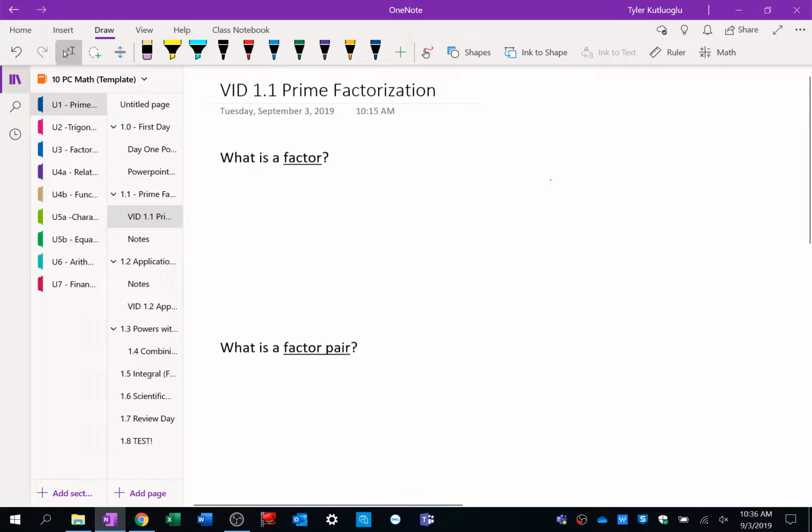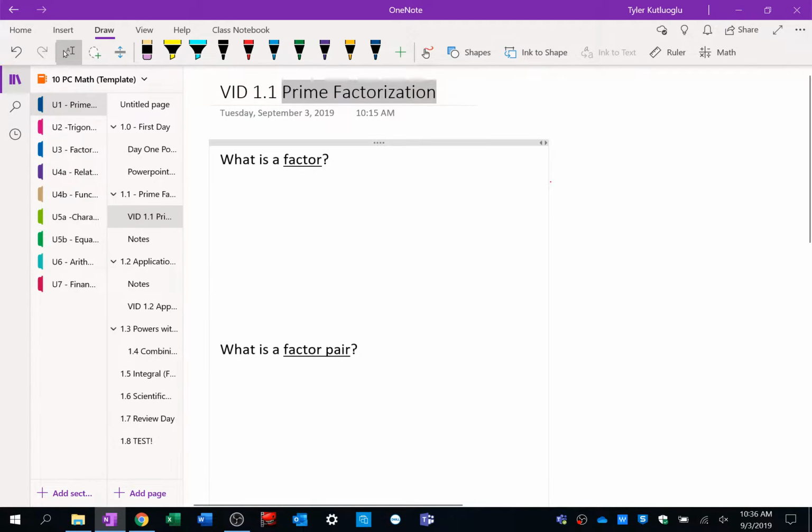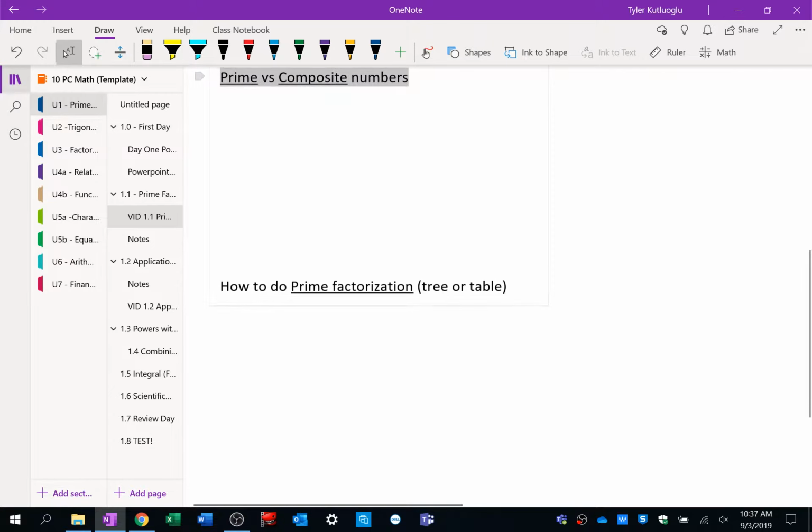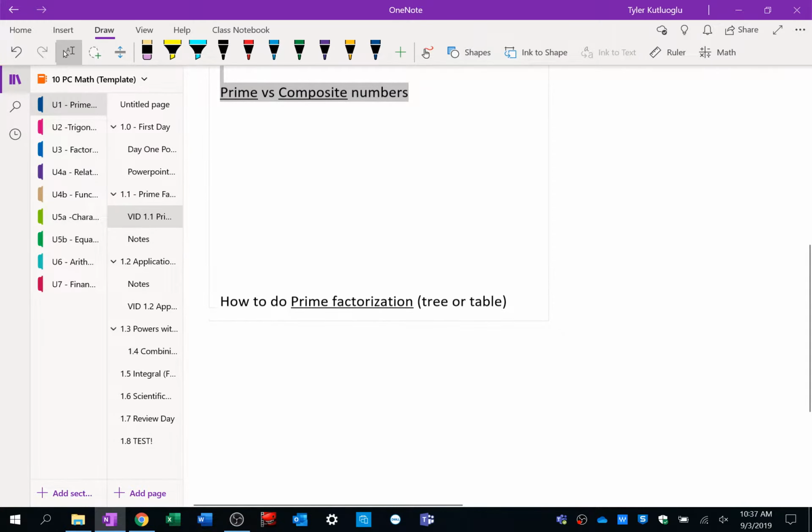All right, so we're going to talk about our first section for this unit, prime factorization. This skill of prime factorization, I'll explain what it is. Basically, finding prime factors is really important for a lot of things we're going to do throughout this unit. So today we're going to talk about what a factor pair is, prime and composite numbers and what the difference is, and actually how to do prime factorization, two methods.